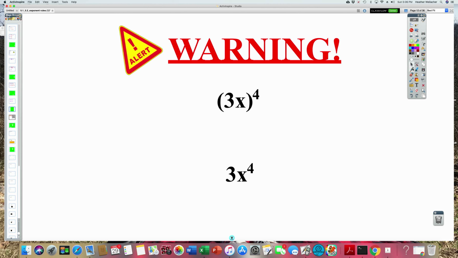So, quick warning here, because this is a mistake that I've seen a lot. The difference between these two, you can see obviously the parentheses, but the parentheses are very important. In this first example here, the parentheses mean that this 4 belongs to both. So this first example is 3 to the 4th, x to the 4th. It's that power of a product. In the second example, that 4 only belongs to the x. The 3 has an understood 1. So you have to pay careful attention to the parentheses there. They do matter.